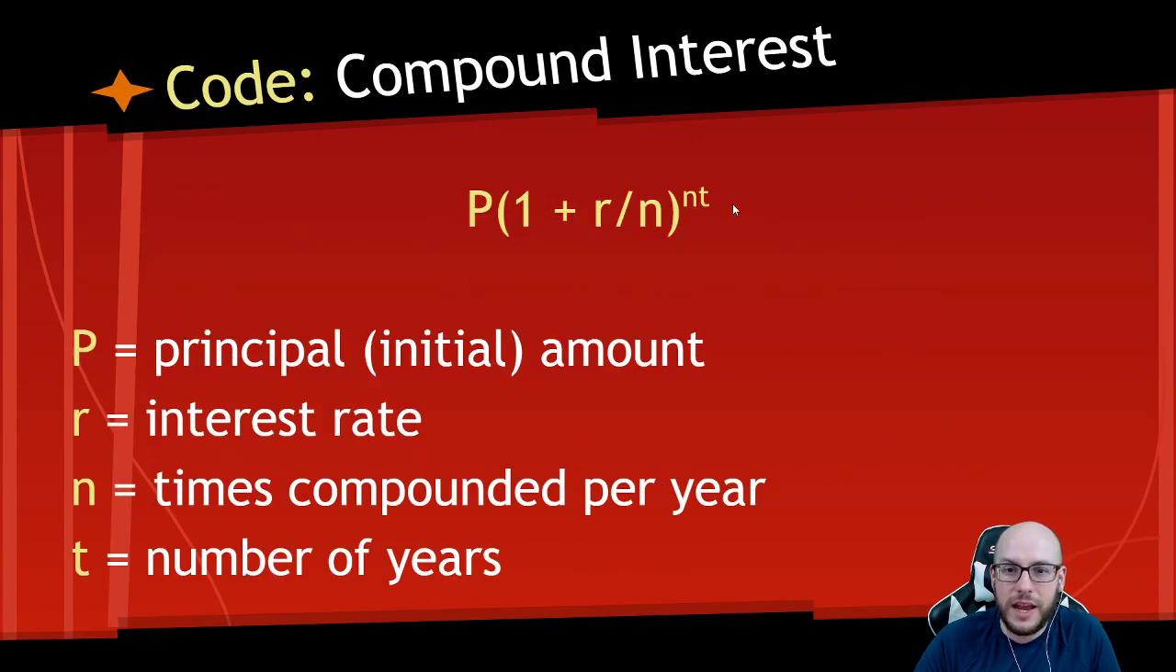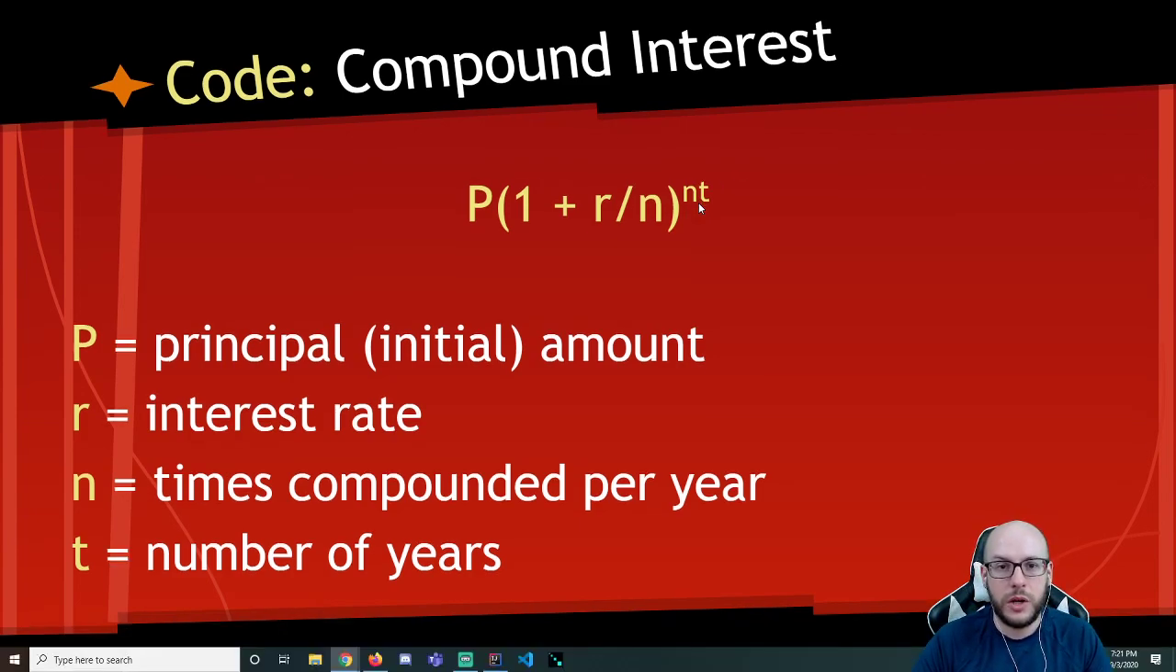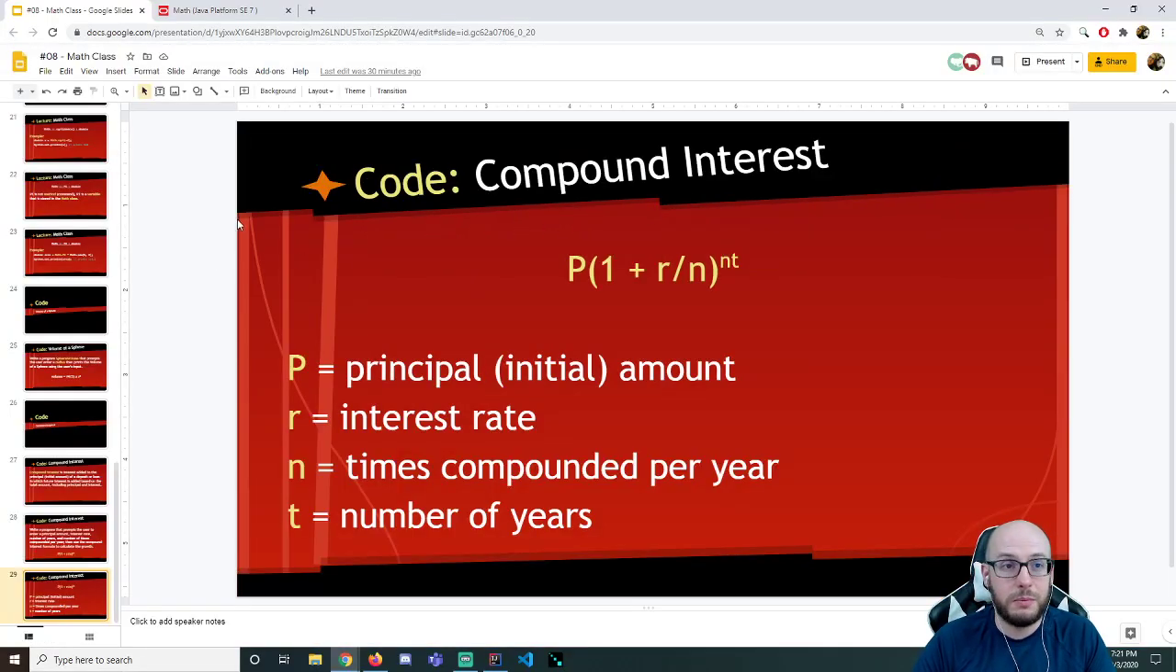Okay, so here I have the formula and we're breaking it apart. P is going to be my initial amount. R is the interest rate in this case. N is the number of times compounded per year, and T is the number of years. Notice we've got some exponent nonsense going on here. So we're going to write a program that's going to get these four values from the user, and we'll calculate compound interest.